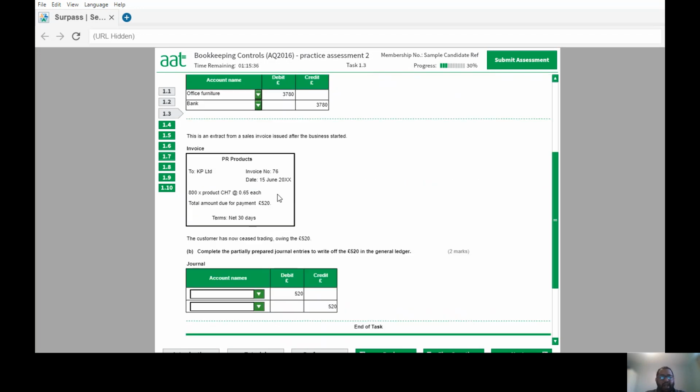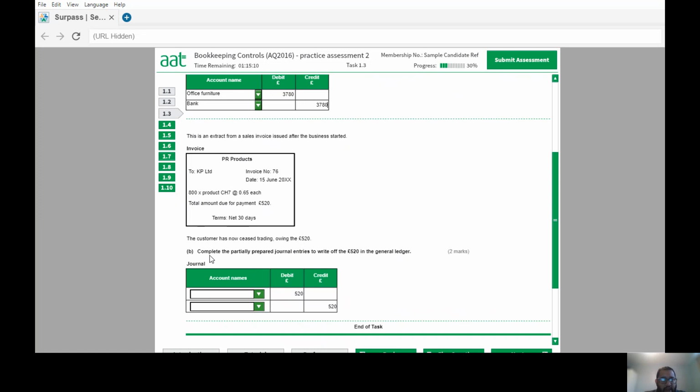Okay, next one now. This is an extract from the sales invoice issued after the business started. Invoice: 800 items of CH7 at 65 pence each. The total amount due is £520. The term is net 30 days. The customer has now ceased trading, owing £520. We are not registered for VAT by the look of it.